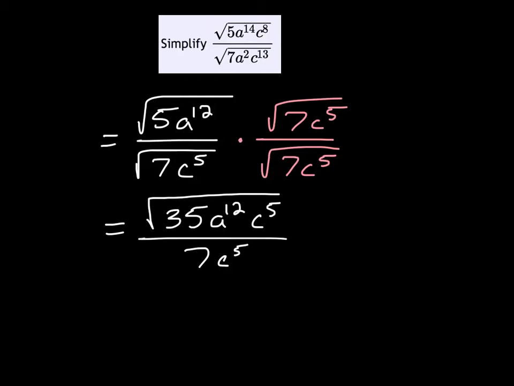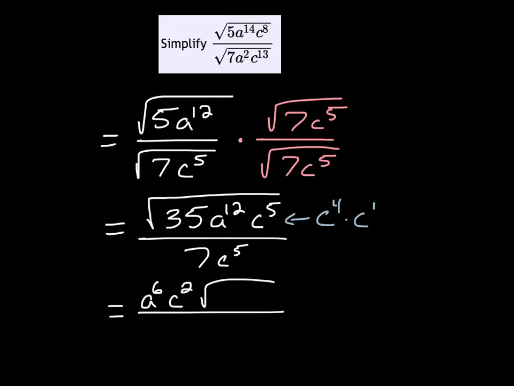I'm going to do that somewhat quickly. So what I'll do is take the square root of the a to the 12th. That will give me an a to the 6th. And then for the square root of the c to the 5th here, I need to separate that into a c to the 4th times c to the 1, or just a c. And then the c to the 4th gets square rooted, so I'll get a c squared outside here, and left inside the radical will be the 35 that didn't get touched, and this extra c. And then in the denominator I still have this 7c to the 5th.